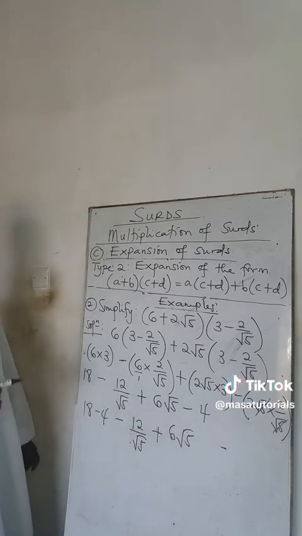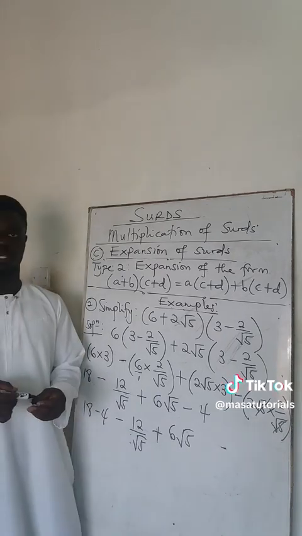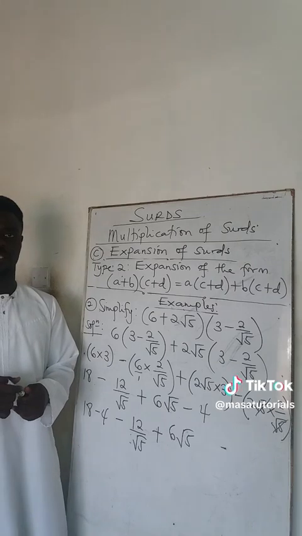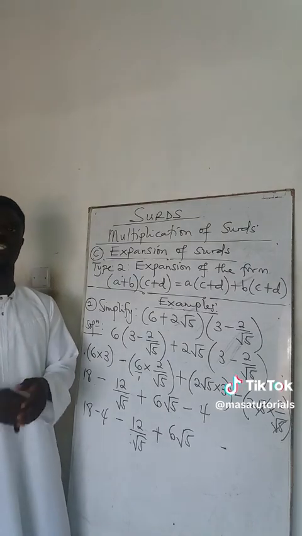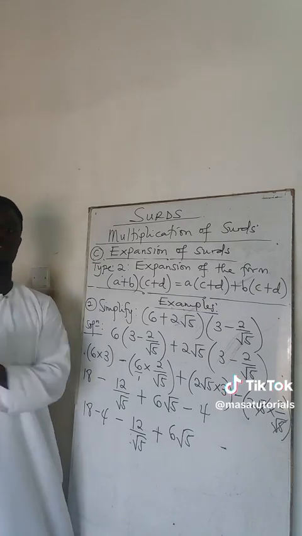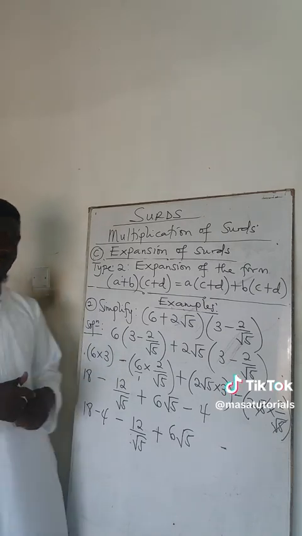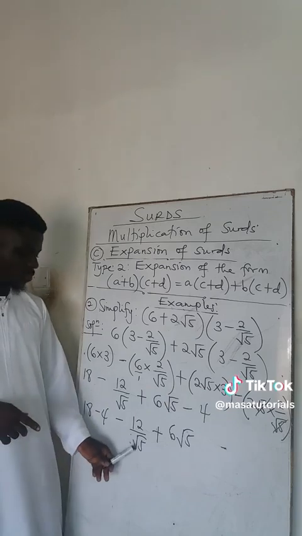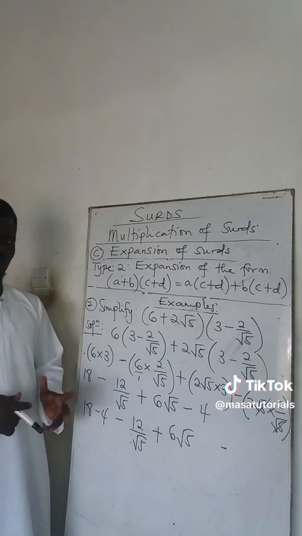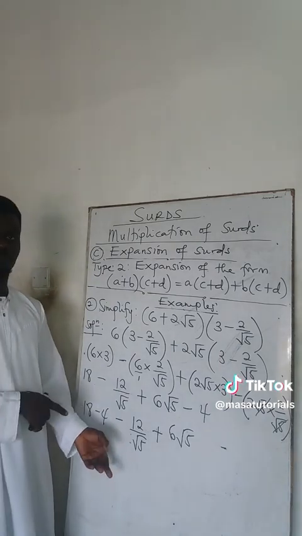Now we'll be doing something we call rationalizing the denominator of a surd. A surd is an irrational number. So when we rationalize an irrational number, we get a rational number. Take note of that. When you rationalize an irrational number, it tends to become a rational number. So we'll be rationalizing the denominator of this surd, which is an irrational number.